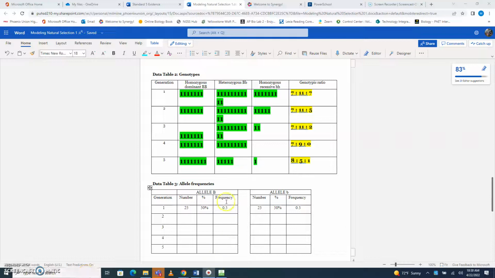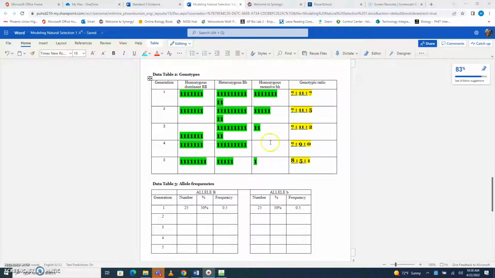This video will explain how to complete the allele frequencies, which is data table 3 we see here at the bottom. In order to do this, you need to have the genotypic ratios from data table 2 completed. Again, you get these numbers by simply adding up how many of each genotype you have. So looking at row 4, 7 9 0, big B, there's 7 that I got.